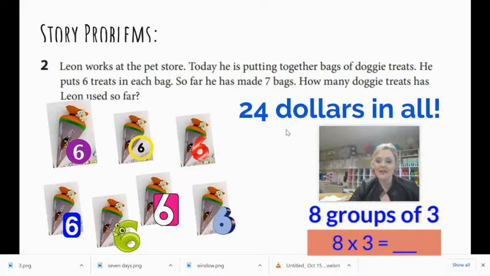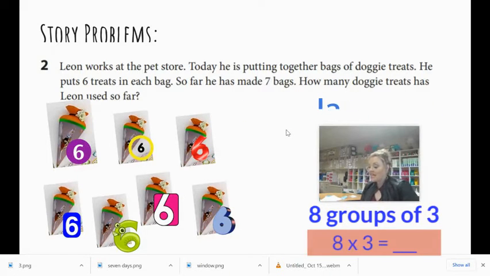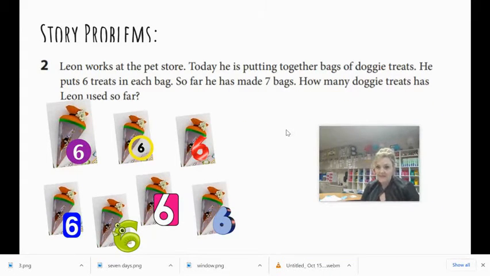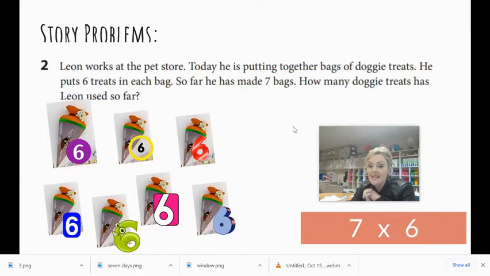All right, so our next problem says, Leon works at the pet store. Today, he's putting together bags of doggy treats. He put 6 treats in each bag. So far, he's made 7 bags. How many doggy treats has Leon used so far? 7 bags are on the screen. Each bag has a number 6. So there are 7 groups of 6. Pause the video and see if you can solve 7 groups of 6.